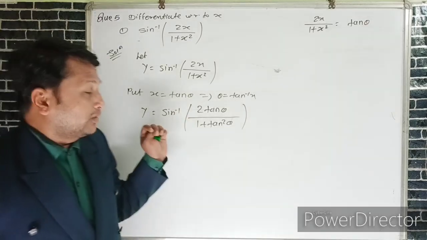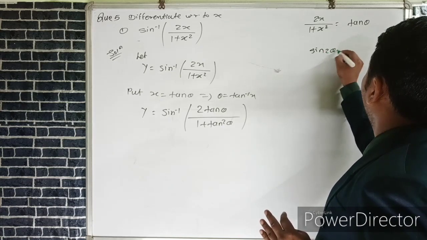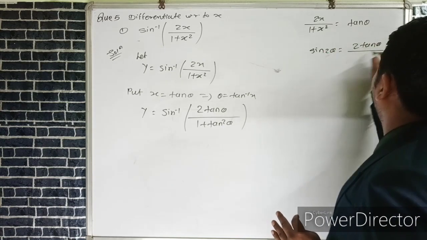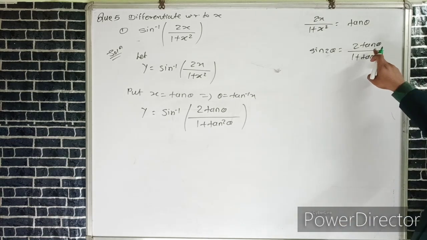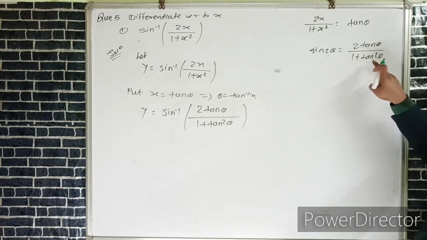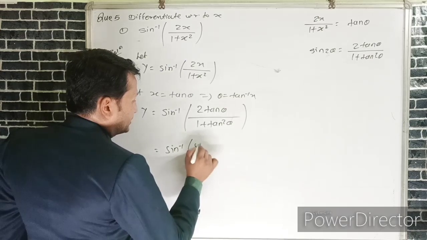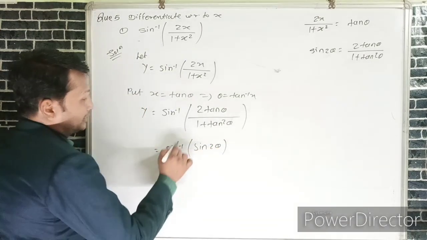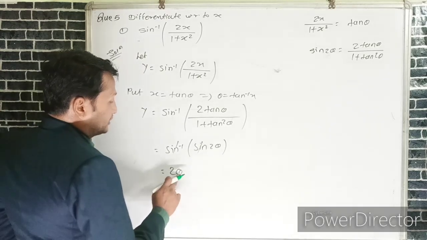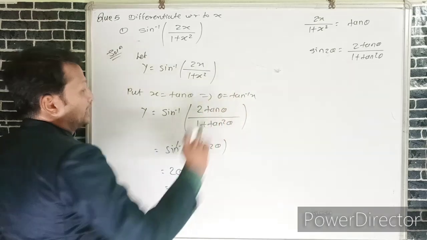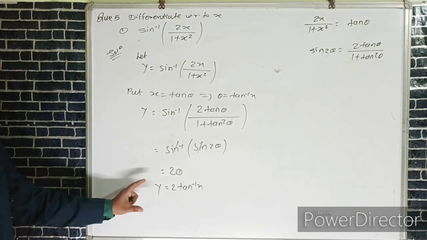We know the rule of trigonometric functions, sin 2 theta is equal to 2 tan theta upon 1 plus tan square theta. Hence, we can replace 2 tan theta upon 1 plus tan square theta with sin 2 theta. So we can write sin inverse of sin 2 theta. Here sin inverse and sin cancel. Then y is equal to 2 theta. Hence, since theta is tan inverse x, we can write y is equal to 2 tan inverse x.